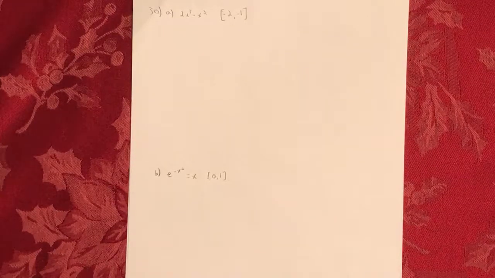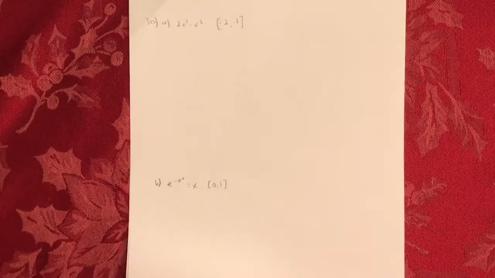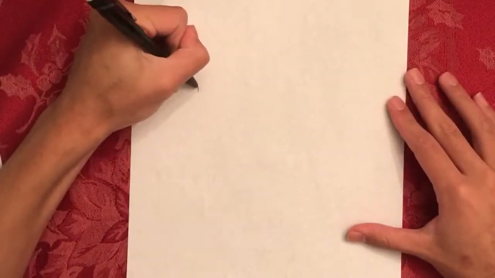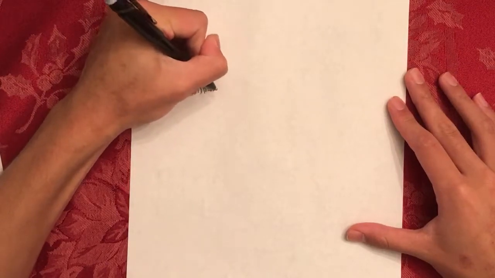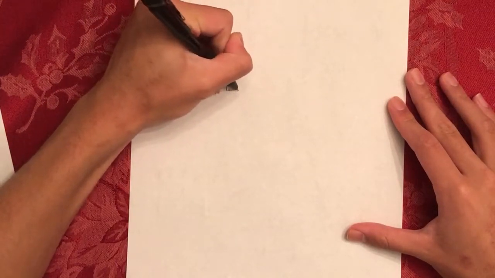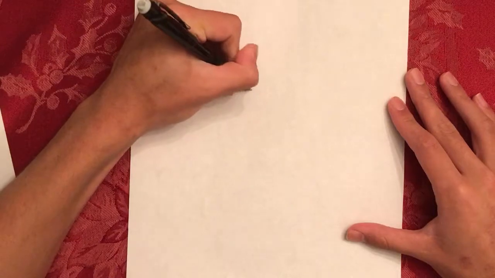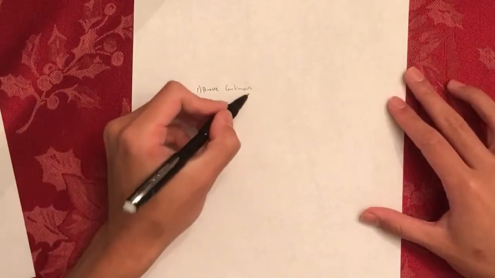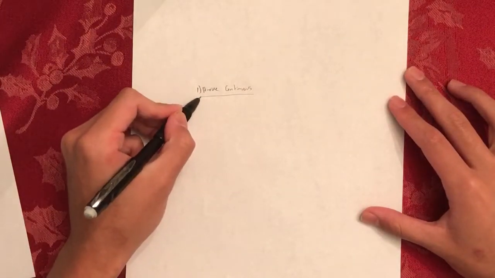30 is testing you on the IVT. The intermediate value theorem is pretty simple. You have two requirements. One is prove continuity. If you don't prove or show that the function is continuous, then you can't use the IVT. Even though the IVT may hold true in some cases, unless you prove continuity, it is not necessarily true.